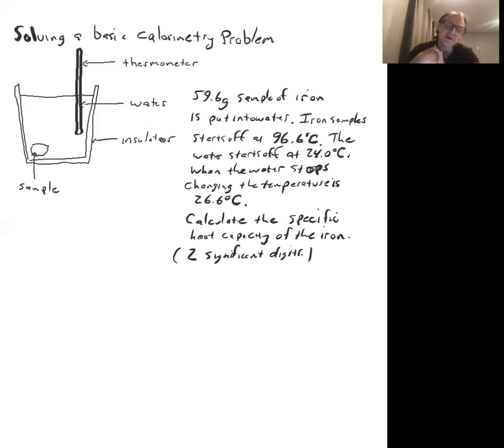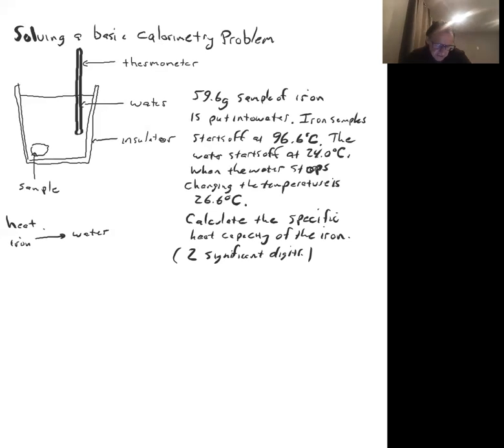All right, so this is a calorimetry problem. And what we have to add in this particular problem is that the iron starts off very hot, right? It's 96.6 degrees C. The water is much colder. It's at 24 degrees C, which is around room temperature. Remember we said that heat flows from the hotter object to the colder object. So heat is going to flow from the iron into the water. So the water will get hotter and the iron will get colder. Okay. In a sense, we're thinking of the iron as the system.